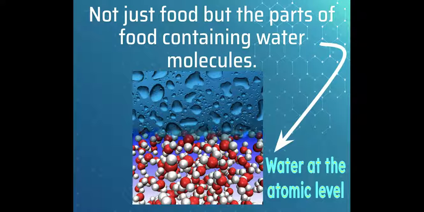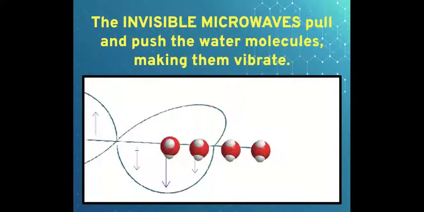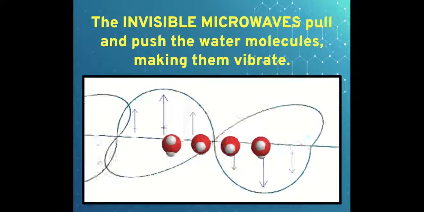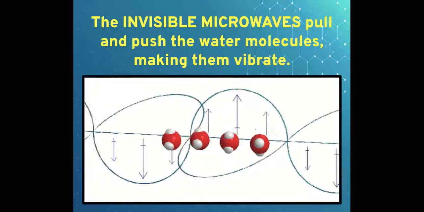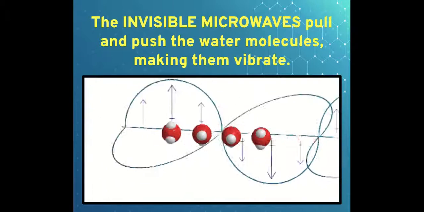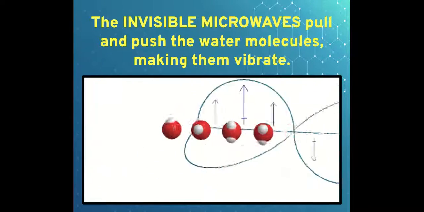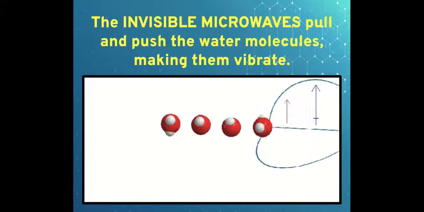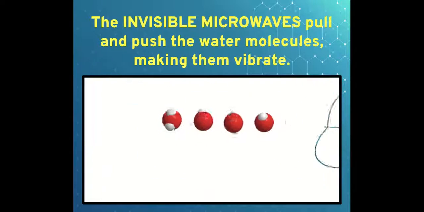So here I'm showing you water at the atomic level, and you can see these little spheres, the red and the white. Those are representing water at an atomic level. It's important to get that for the next couple illustrations. So, the invisible microwaves are going to pull and push the water molecules, and what this does is make them vibrate. You can see here as the waves go by, they are making the water molecules bounce back and forth.